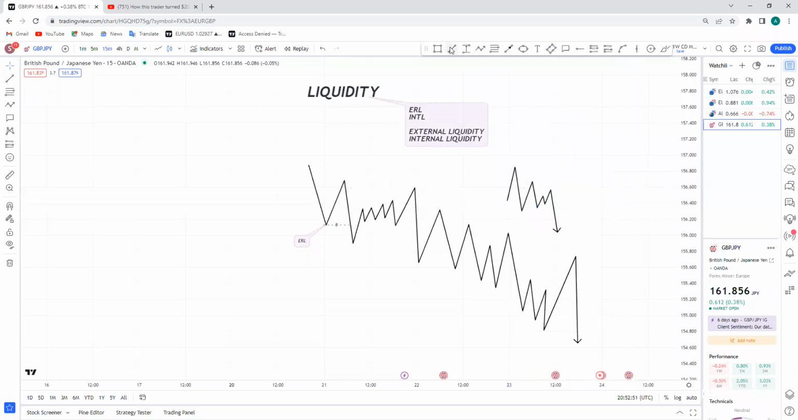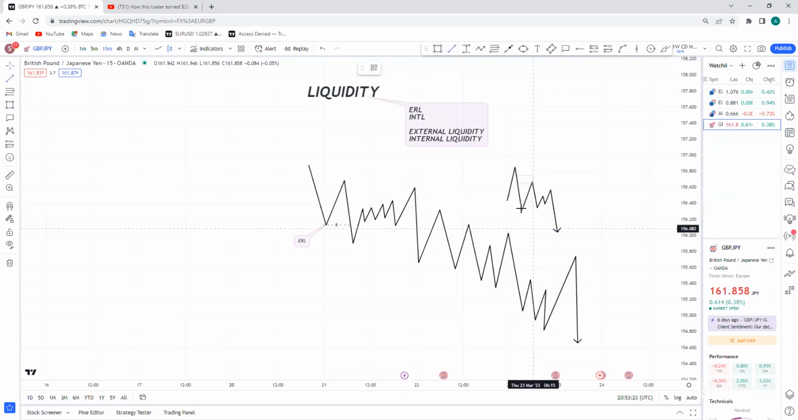Why? Because the psychology behind this is they know some traders will be willing to buy from here. And those traders that are willing to buy from here, they will be stopped out because they don't know the psychology behind this. Now, this is the external liquidity. Because now we have a break of structure. Price has already mitigated properly here.